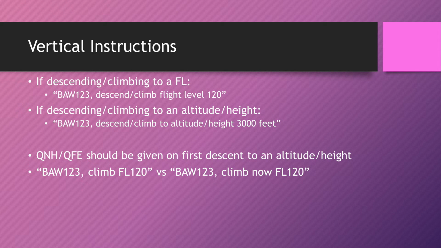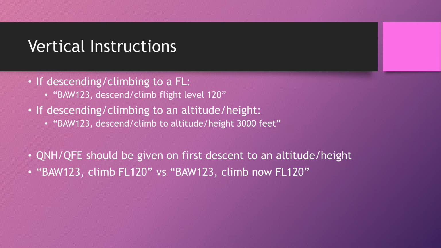So Speedboat 123, climb flight level 120. Speedboat 123, climb to altitude 3,000 feet. It's a key difference that you need to get. If you mix that up, you'll notice that a lot of pilots will read back incorrectly.